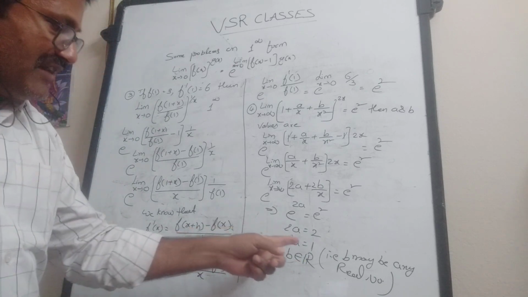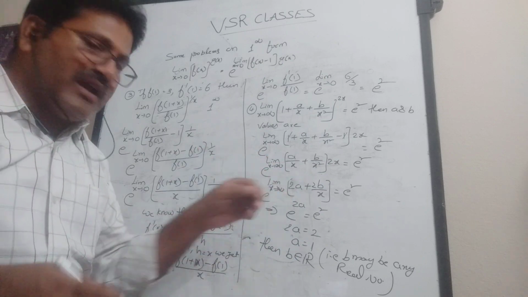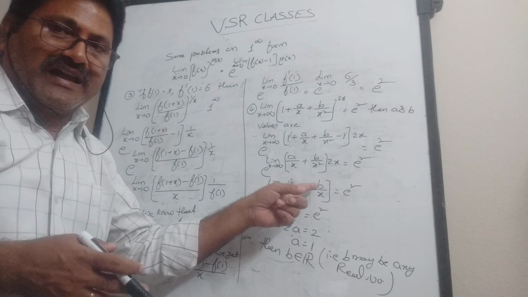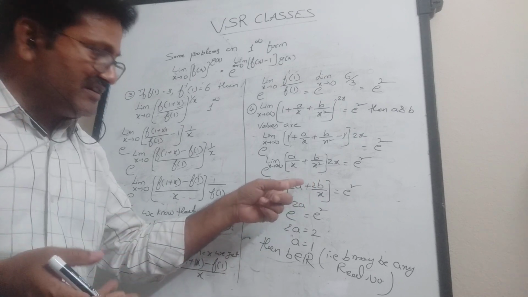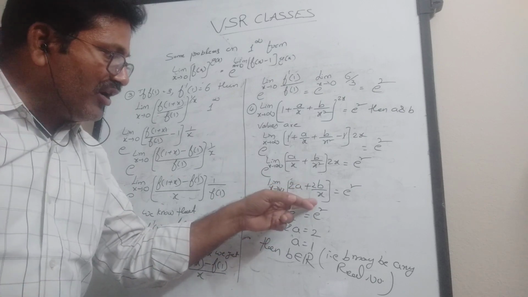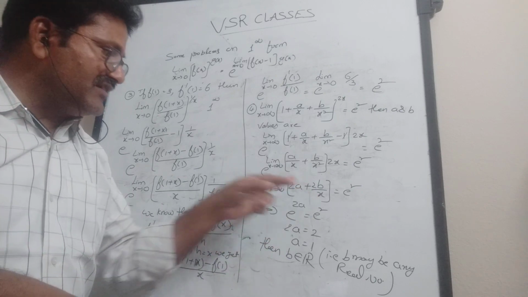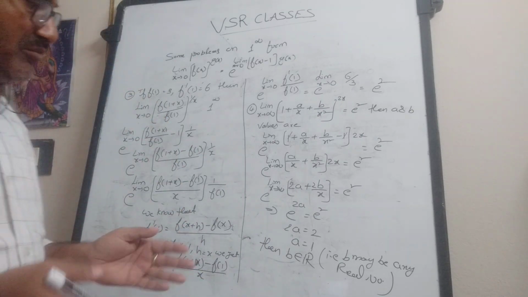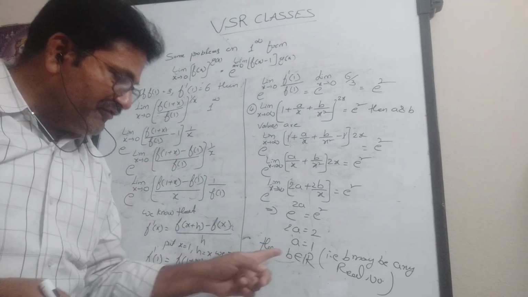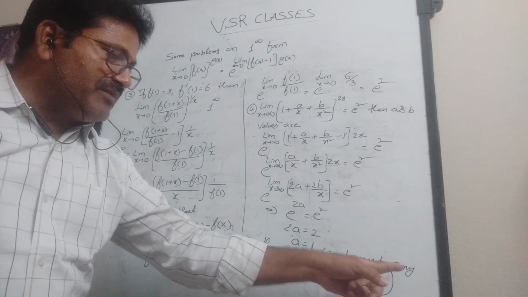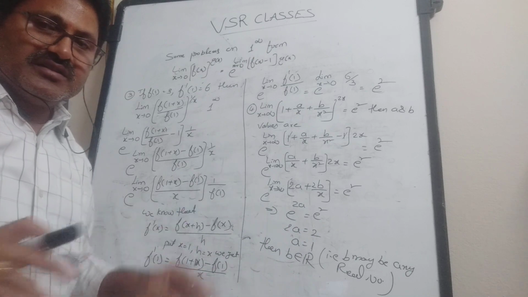Now, if a value is 1, what about the b value? b may be any real number. Any real number, not only 5, 10, 12, minus 5, minus 10, even then it goes to 0. It depends on this x value. Due to that reason, it goes to 0. 0 into any real number goes to 0. Due to that reason, we can say that b belongs to capital R, that is, b may be any real number.